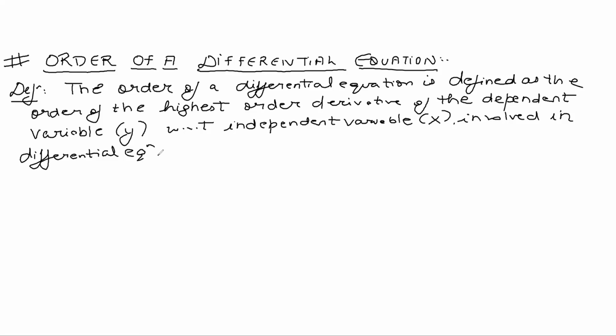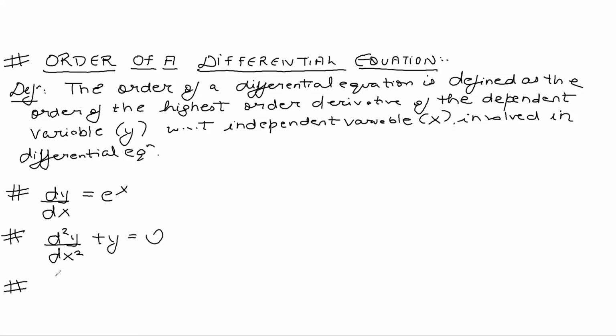For example, suppose I am given three differential equations. This is one differential equation, dy by dx is equal to e to the power x. Okay, this you can see it's a differential equation. Why? Because it consists of derivative of y with respect to x. Another differential equation, d square y by dx square plus y equal to 0. Another differential equation, d cube y by dx cube plus x square times d square y by dx square, whole cube, equal to 0. Now guys, can we find the order of these three differential equations?